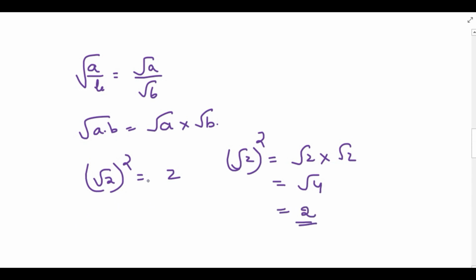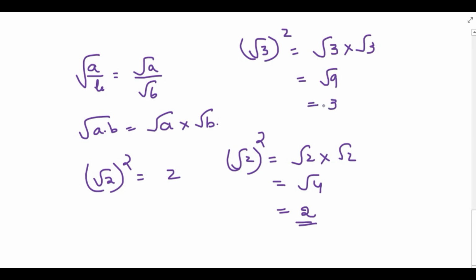Same way, you can take one more example, (root 3) the whole square is 3, because root 3 into root 3 is root 9, that is 3. So in general I can write (root a) the whole square is nothing but a. So only these three things you can keep in your mind, and you can do the problems.